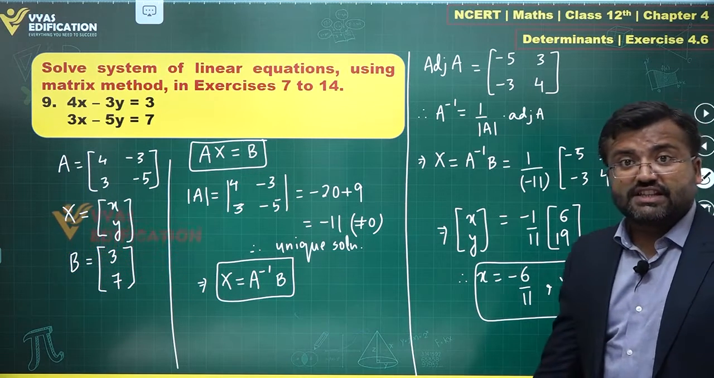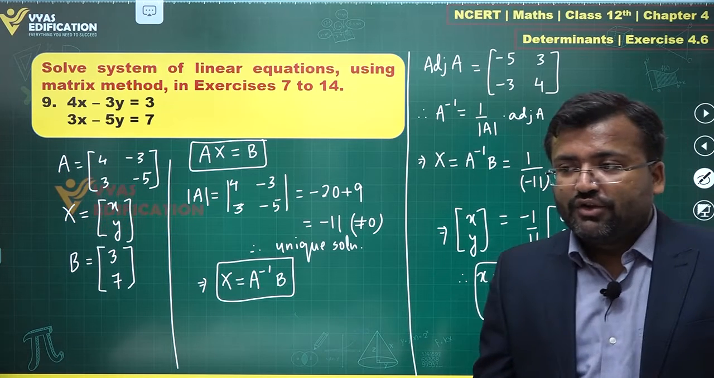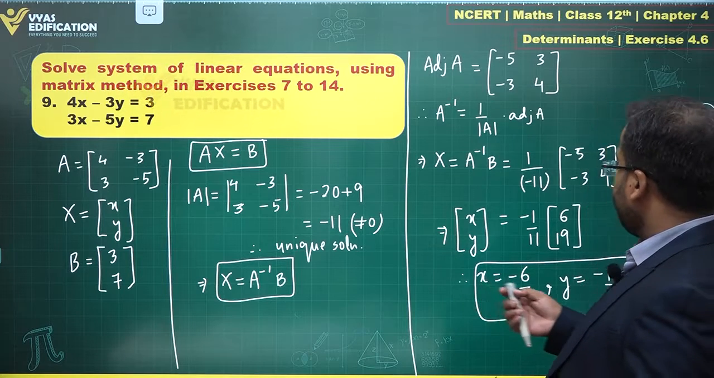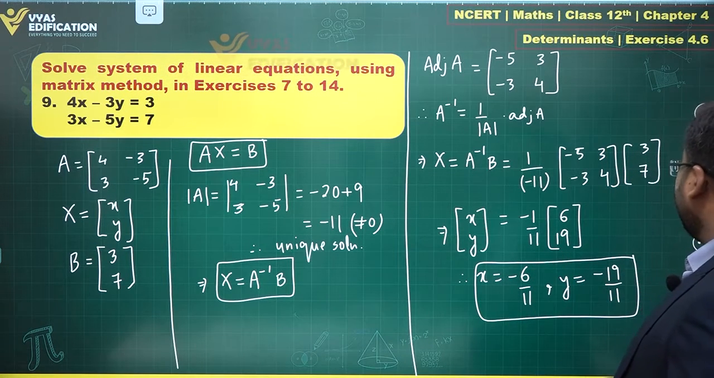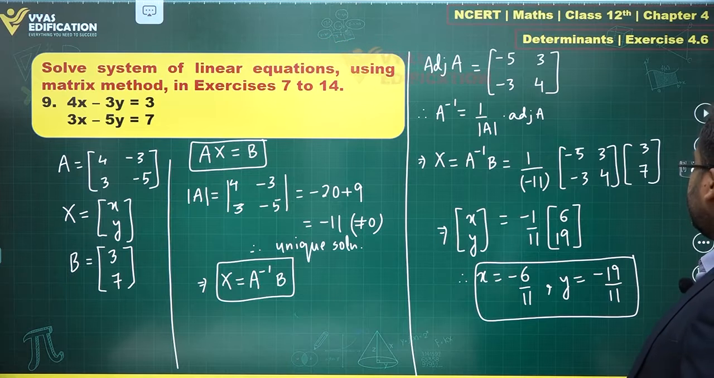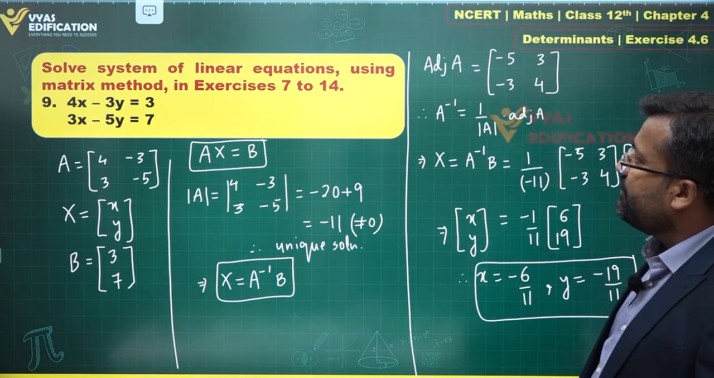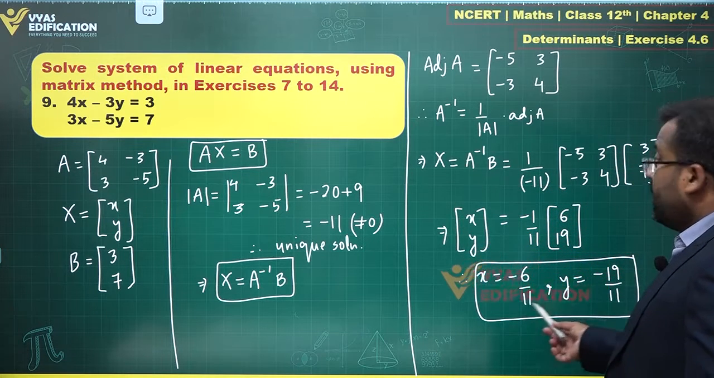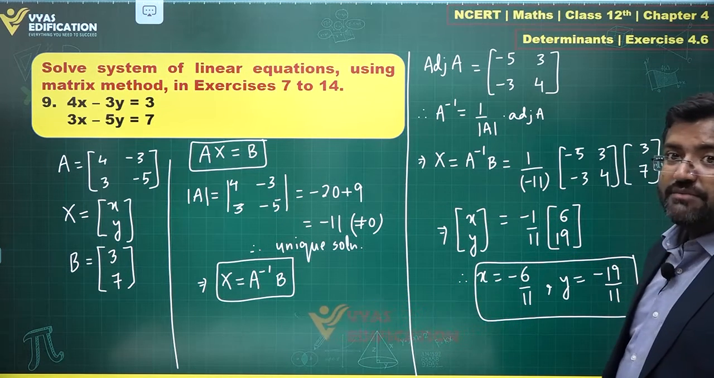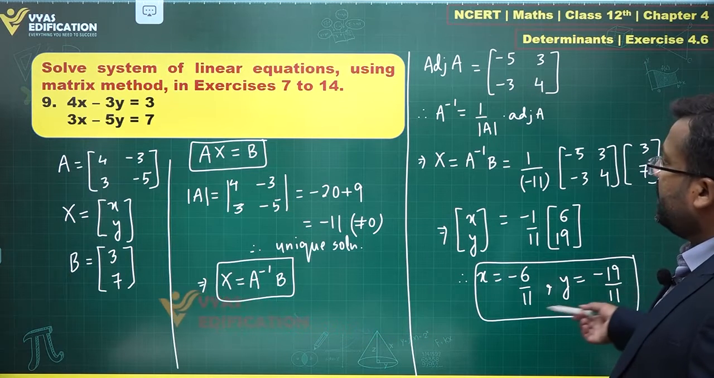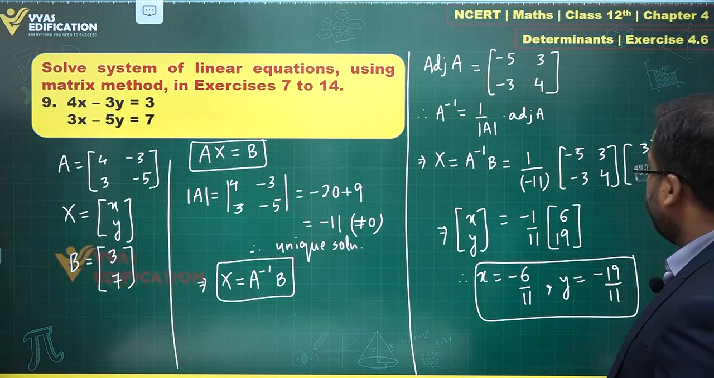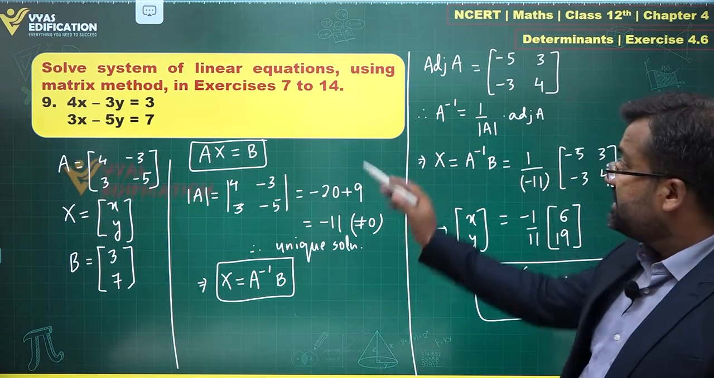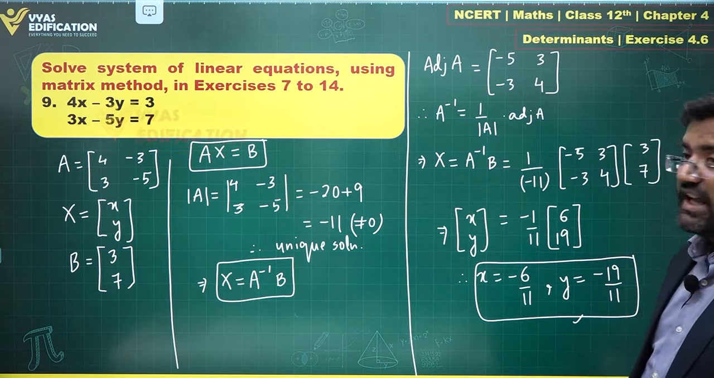And since this is a question involving solution of equations, don't forget to check your answer. Let's check the answer as well. Minus 6, this becomes minus 24, and 3 times 19 is 57. Minus times minus will become plus. 57 minus 24 is 33. 33 upon 11 is 3. That's okay. 3 times x is minus 18 upon 11. And minus 19 times 5 is 95. 95 minus 18 is 77. 77 upon 11 will be 7. That's okay. Yes, this is the correct answer.